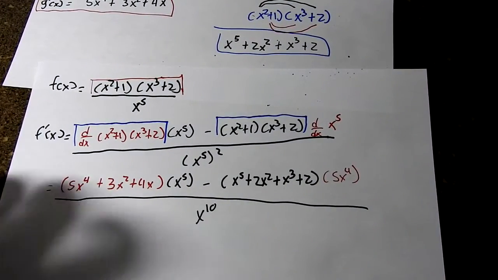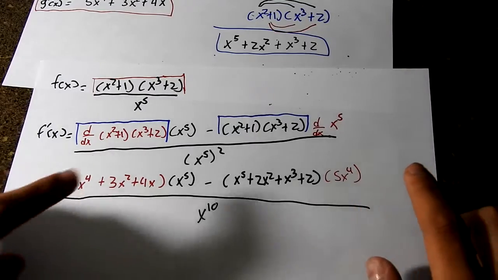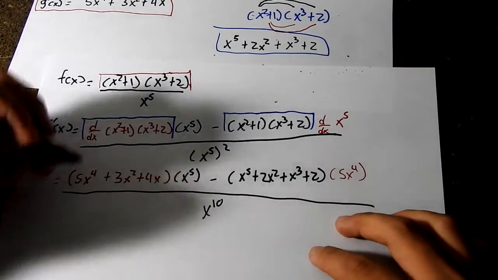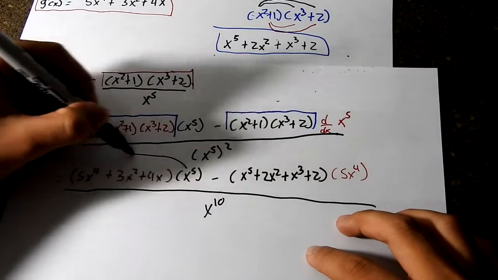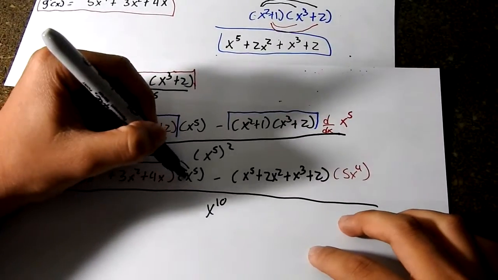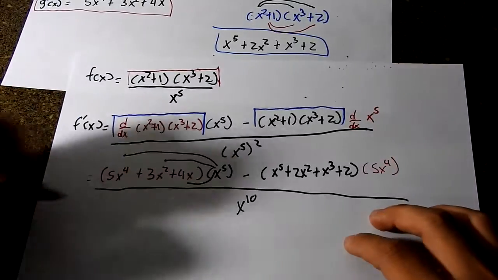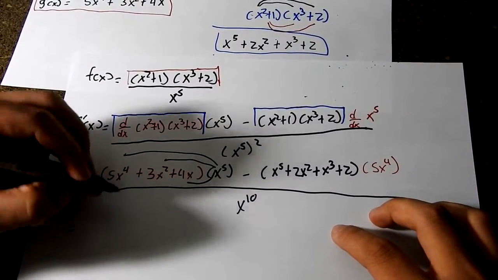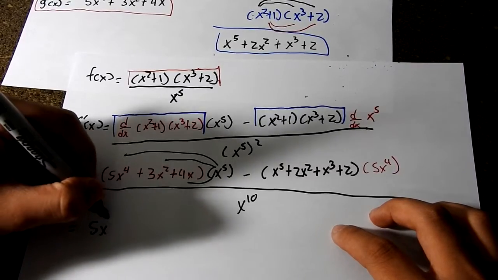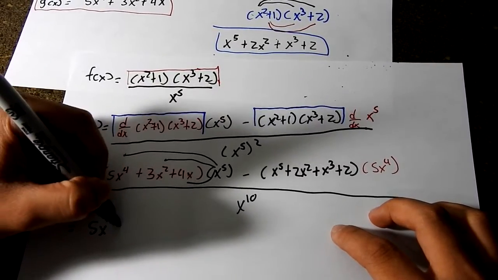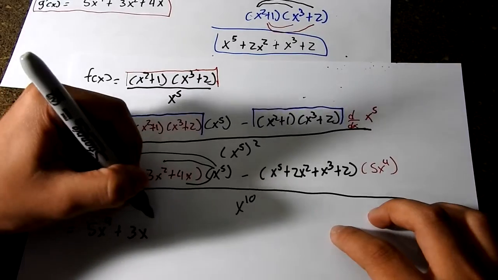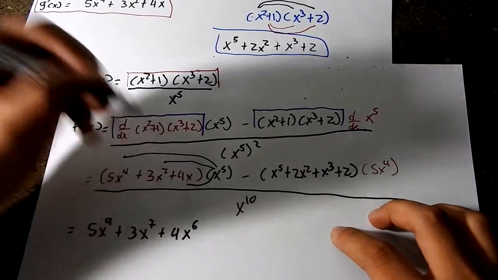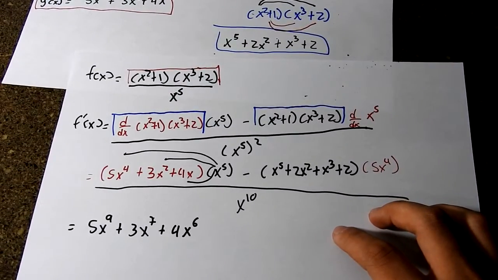Now we're almost done. We just have to keep multiplying, so let's do it. We're going to distribute this here, here, and here. So we have 5x to the fourth times x to the fifth. We have 5x to the ninth power plus 3x to the seventh power plus 4x to the sixth power, right?